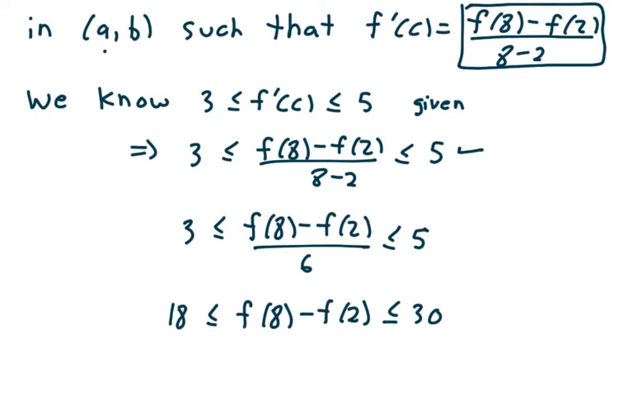But 8 minus 2 is 6. And so f of 8 minus f of 2 divided by 6 is between 3 and 5. Multiply throughout by 6, and we've proven the result. That 18 is less than or equal to f of 8 minus f of 2, which is less than or equal to 30. So if f is differentiable for all x, it's continuous. And then what we're doing is looking at a specific interval. And this is going to be a theme for the next two examples.